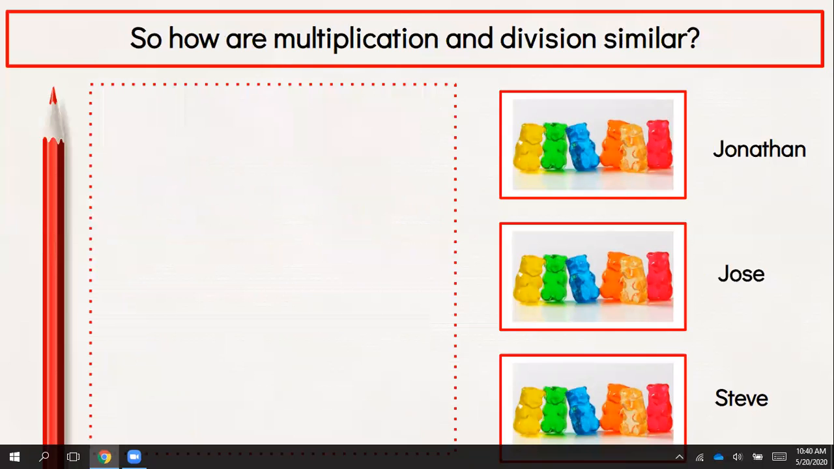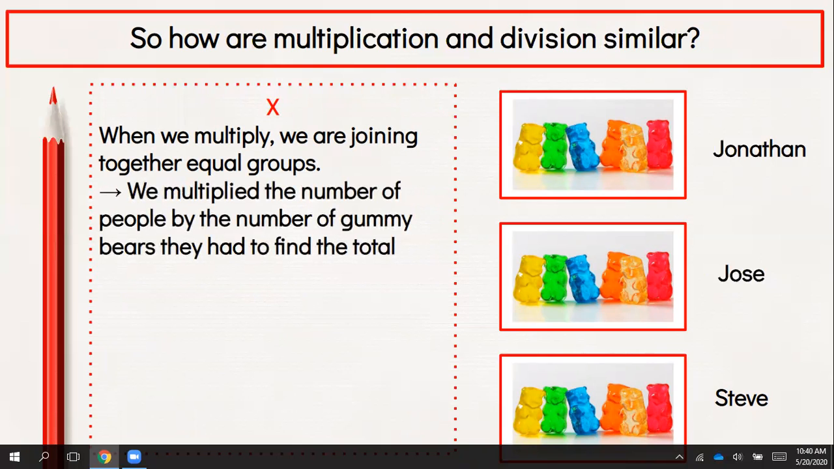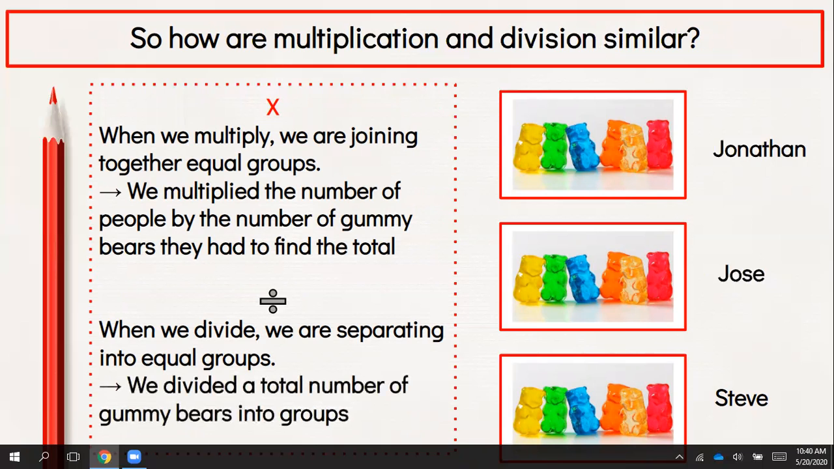So how are multiplication and division similar? When we're talking about these problems, when we multiply, we are joining together equal groups. This means that we multiply the number of people by the number of gummy bears they had to find the total. And when we divide, we are separating into equal groups. So when we multiply and divide, we are using equal groups. In 3rd grade, we divided a total number of gummy bears into groups, okay?